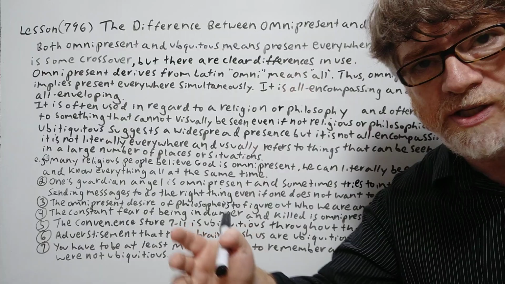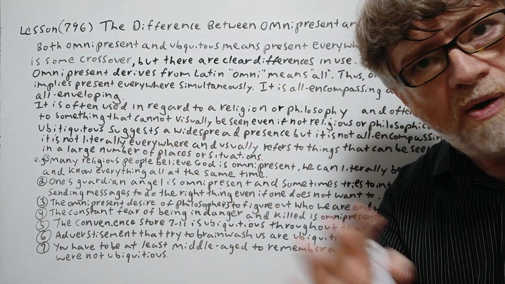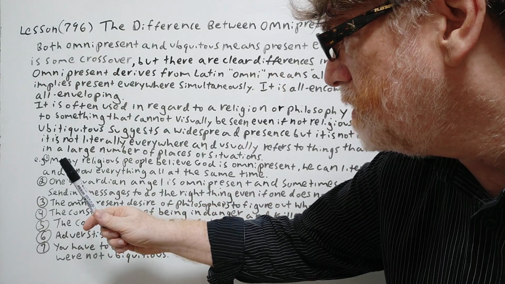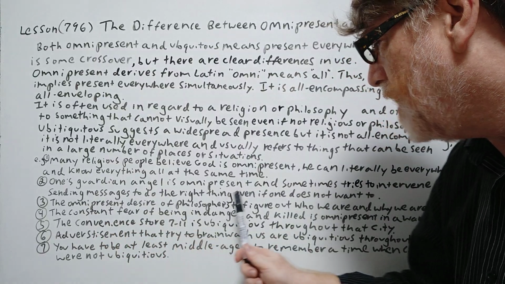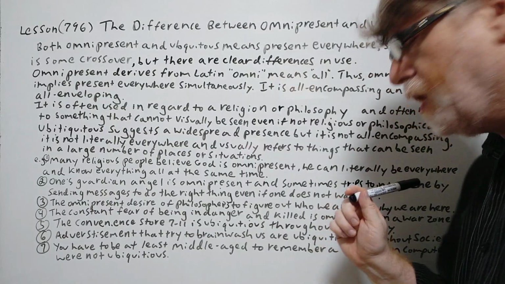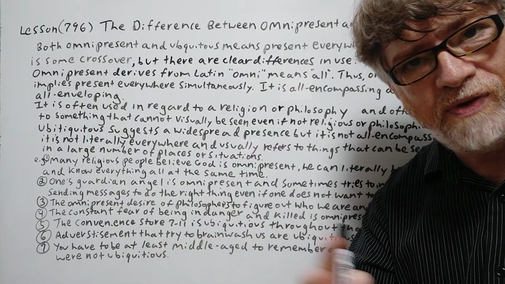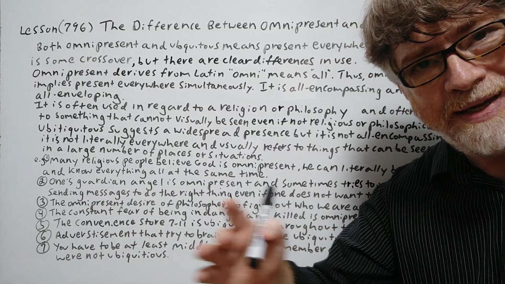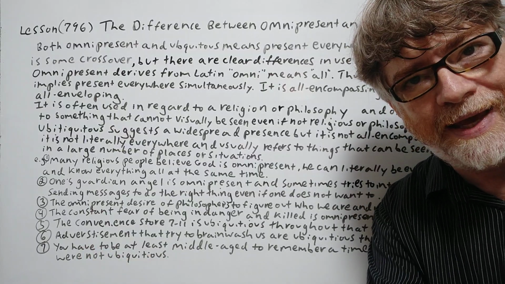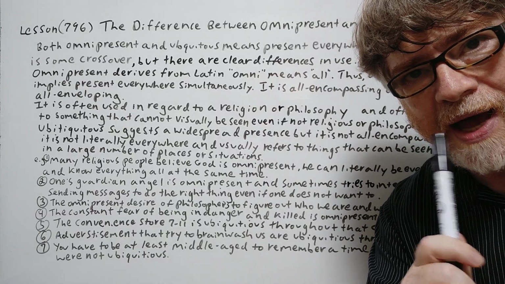So these first two relate to religion. And it's always present, always there, if you follow this religion. All right, number 3, the omnipresent desire of philosophers to figure out who we are and why we are here. So this is some of the big questions that philosophers always have. Why is there a God? Why are we here? What is our purpose in life? Something like that. That's always on their minds, and they always have some ideas about that.